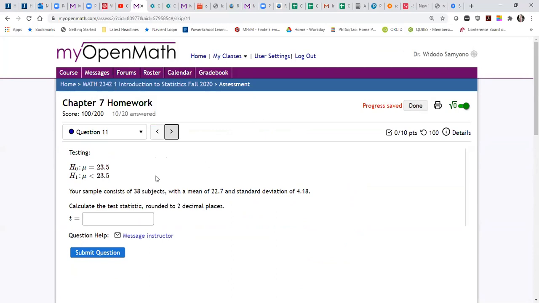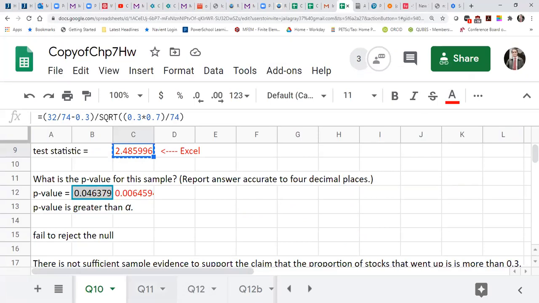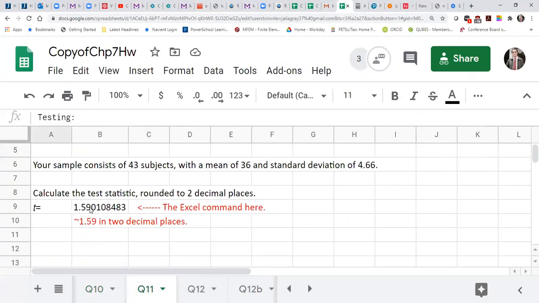Okay, so now the problem is changed from the proportion to the mean test. The p-value uses the formula that I put in the Excel. Okay, so now you need to go to number 11, right? So the test statistic, or the T, is equal to the mean subtract with the mu. I mean, you need to subtract the sample mean with the mean and the standard deviation, right?